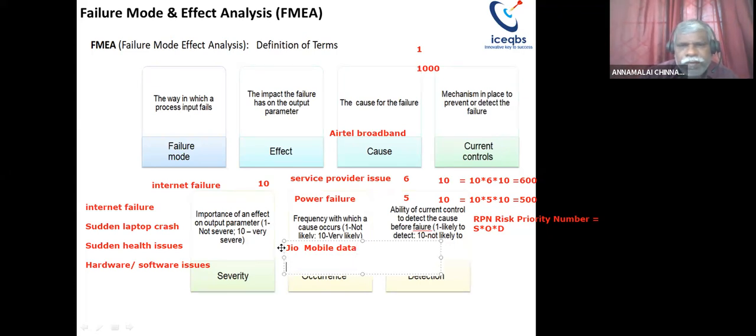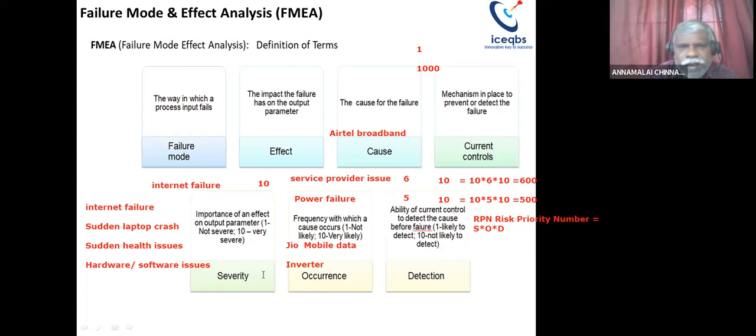And same way for the power failure, I went for an inverter. Before doing this exercise, I did not have an inverter, but after doing this exercise, I went and bought an inverter, so that whenever there is a power failure, my power immediately gets connected to the inverter. And most of the time, I don't even realize that there is a power failure at all. So once these 2 actions were taken, I recalculated the RPN.